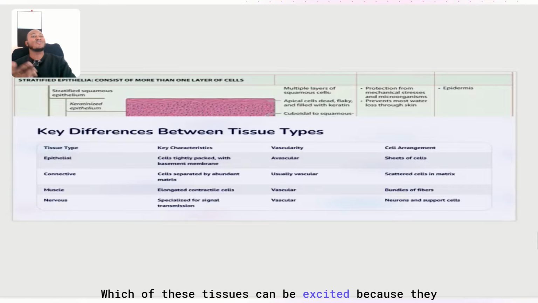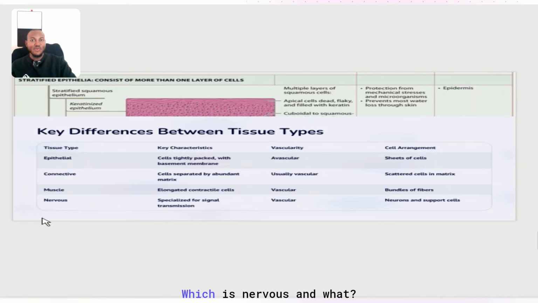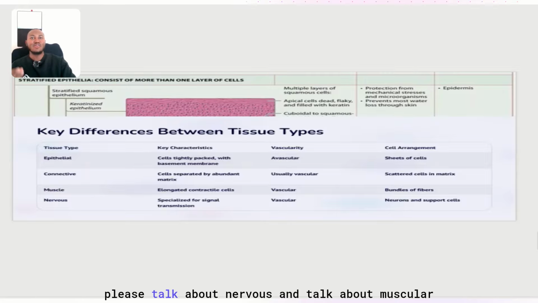Now, there's a question that's asking about excitability. Which of these tissues can be excited? Because they respond to outside stimuli by changing their membrane potential. Which one is it? There are two of them, which is nervous and what? Muscular. That's why muscular can contract, right? Same thing with nervous. For nervous, they are specialized for signal transmission. Nervous sends signal to muscular, right? So the two of them are the answer. So if you see any question that's talking about excitability, please talk about nervous and talk about muscular.